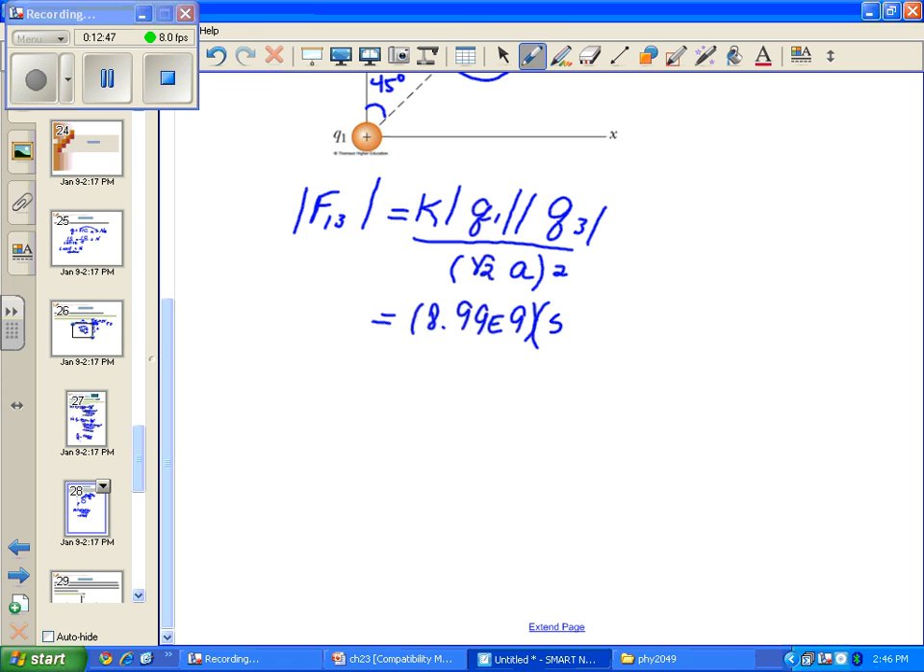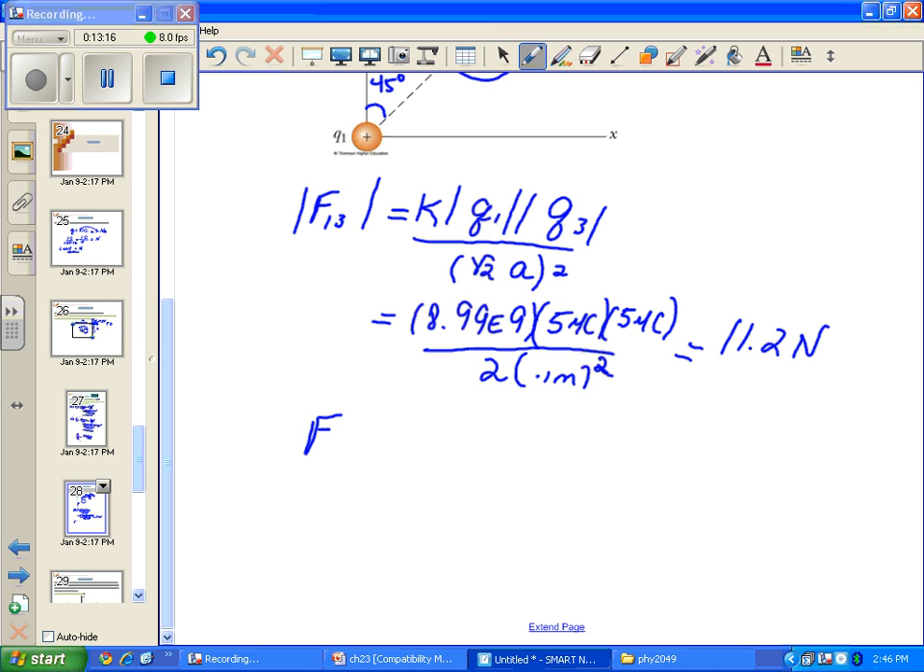Well, let's see. 5 microcoulombs for Q1, 5 microcoulombs for Q3, divided by 2 times A is 0.1 meter squared. And this gives us a magnitude of F13 that is equal to 11.2 newtons. Well, next we want to do the same for F23. Again, we focus on magnitude only.